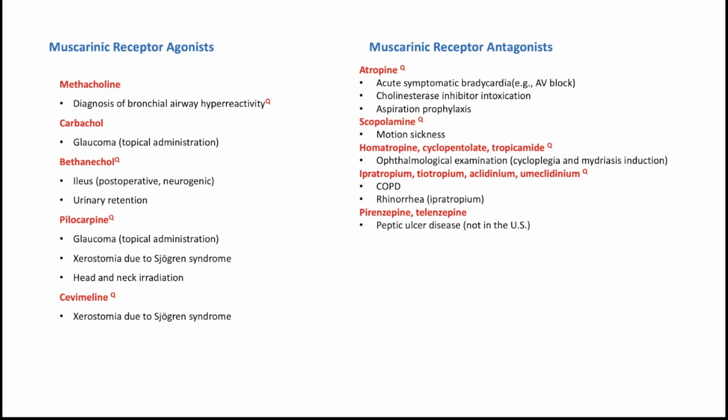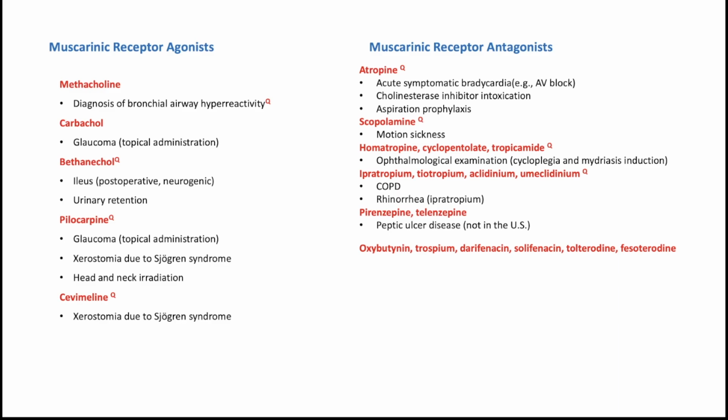These drugs block the M3 receptor in the stomach and decrease acid secretion, so they can be used in peptic ulcer disease. Next we have a very important group of drugs: oxybutynin, trospium, darifenacin, solifenacin, tolterodine, and fesoterodine.